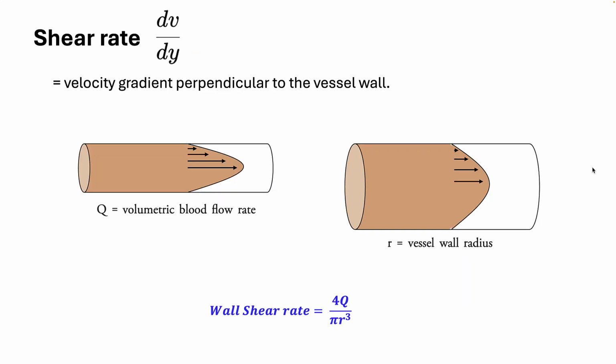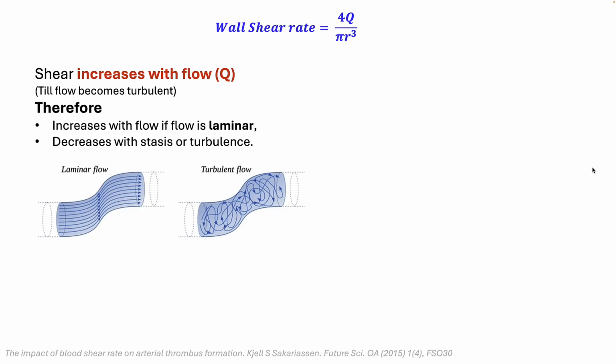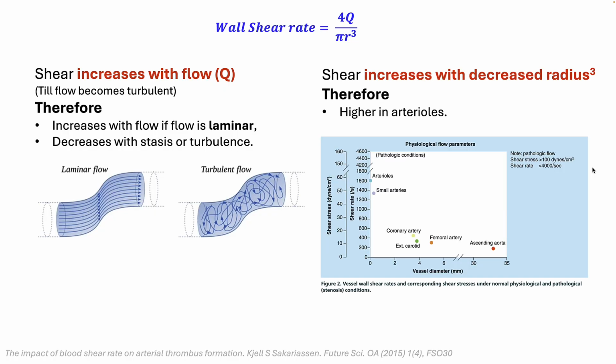Shear rate depends upon the volumetric blood flow rate, which will depend upon your cardiac output. It will also depend upon the radius of the vessel, and this is inversely proportional to the cube of the radius. So the shear force should increase with flow if the flow is laminar, and it would decrease if you have got stasis. The shear will also decrease with turbulent flow because turbulence decreases the blood flow velocity. It also results in oscillatory changes in the blood flow, the significance of which we'll talk about in the next few slides.